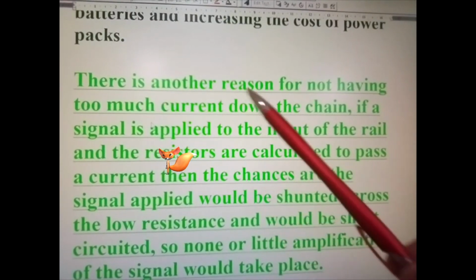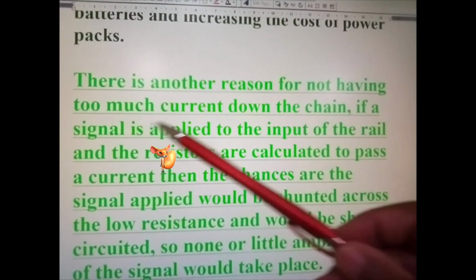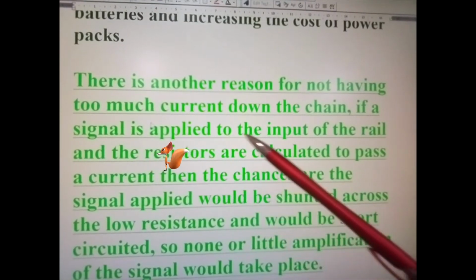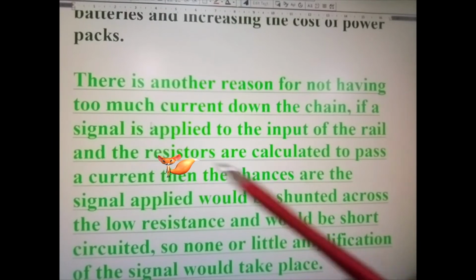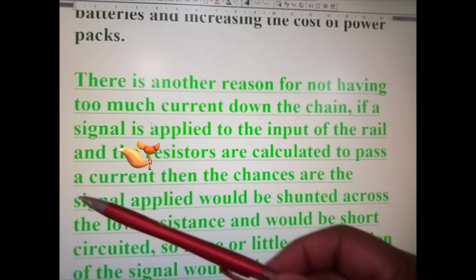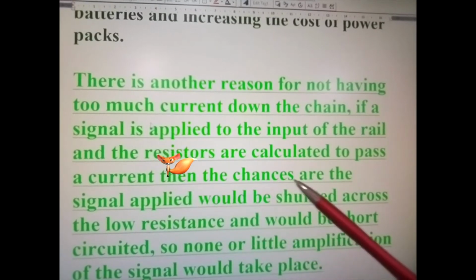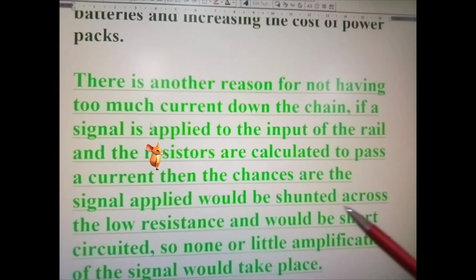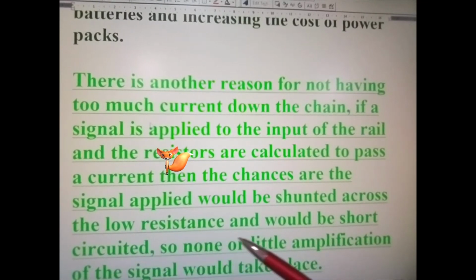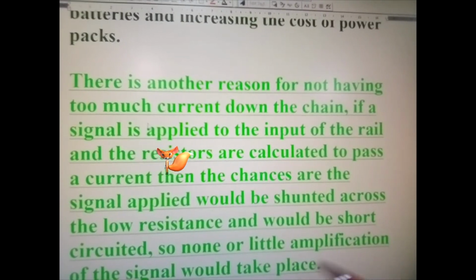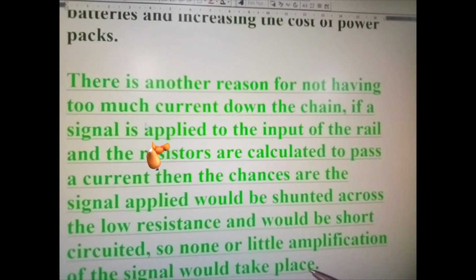Now there is another reason for not having too much current down the chain. If a signal is applied to the input of the rail and the resistors are calculated to pass a large current, then the chances are the signal applied would be shunted across the low resistance and would be short circuited. So none or little amplification of the signal would take place.